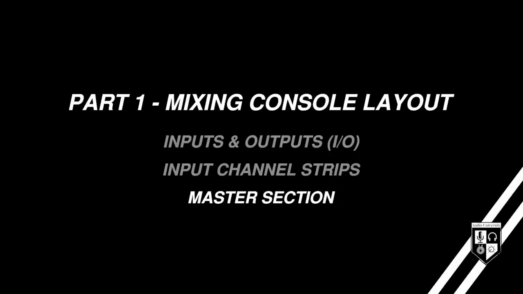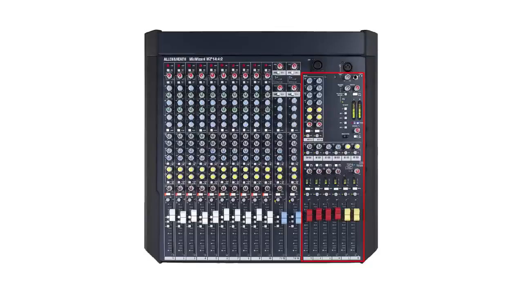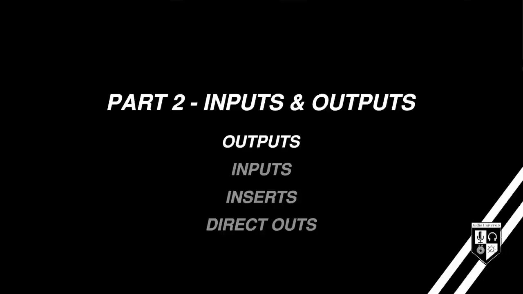On the right part of the console, you'll find the master sections. This gives us basic control over each of our outputs: the master fader, group faders, aux master knobs, and matrix master knobs.